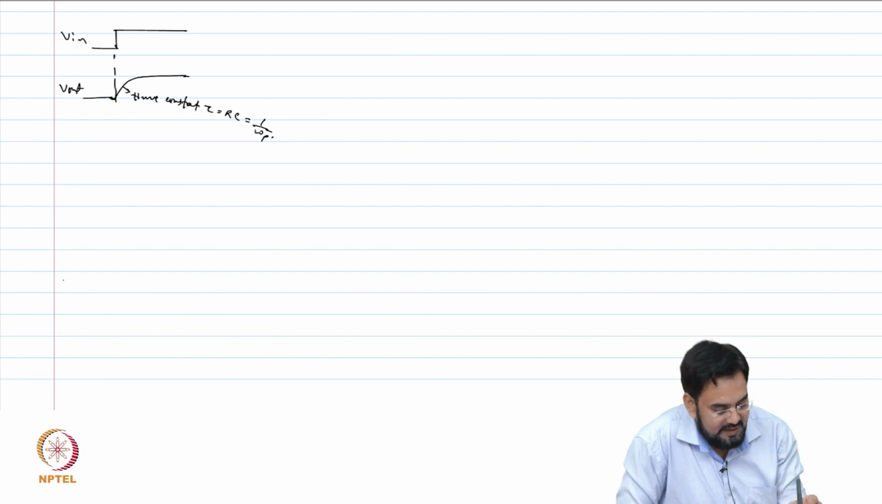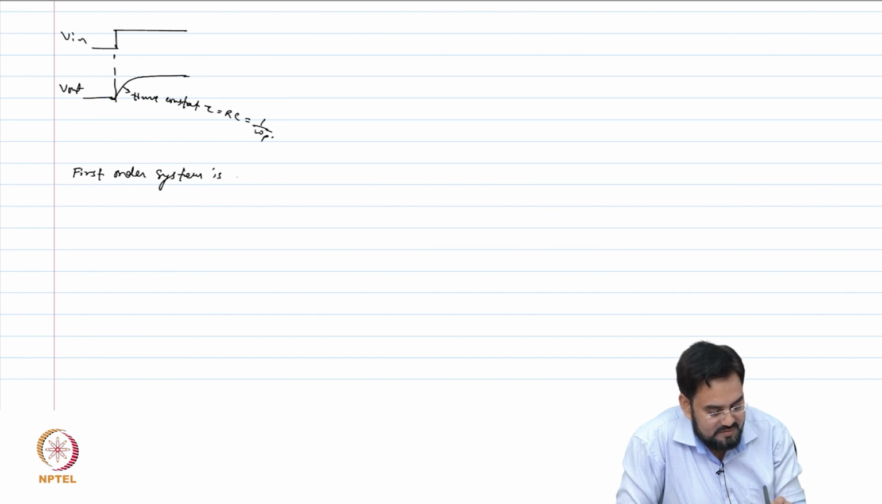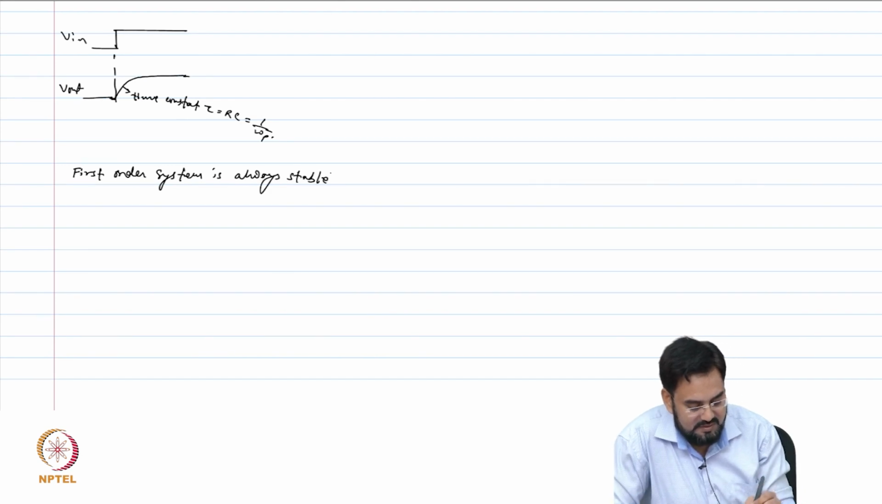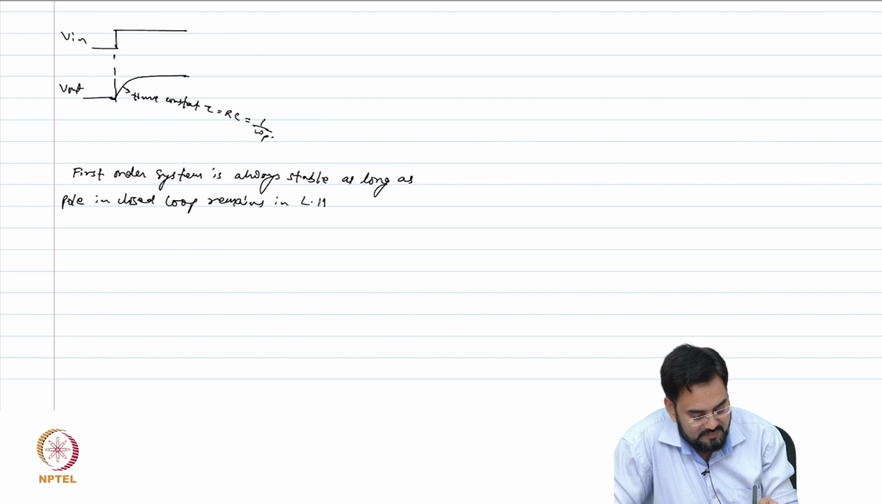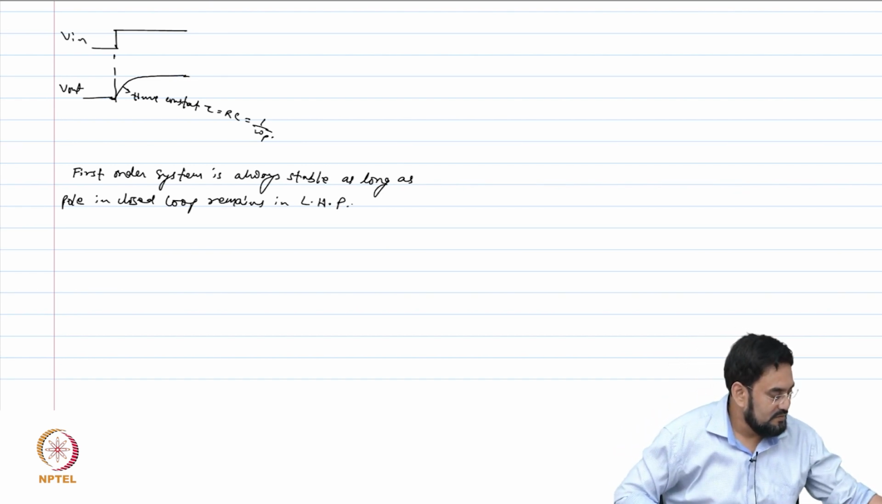So now, we know that a single or first order system is always stable as long as the pole in closed loop remains in the left half plane.